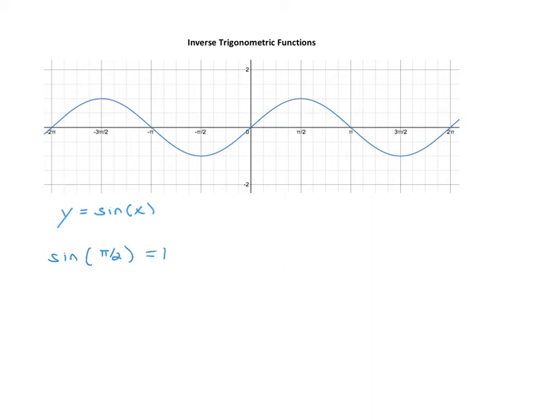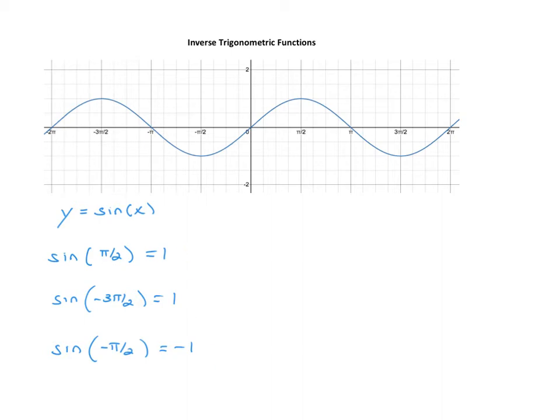Or maybe we could also look at negative 3 pi over 2. If I put in this value, I get 1 as well. And then maybe one more value here. At negative pi over 2, sine takes on the value of negative 1. So here we just evaluated the sine function for 3 different angles. I could have picked any angles, but I just happened to choose these 3.